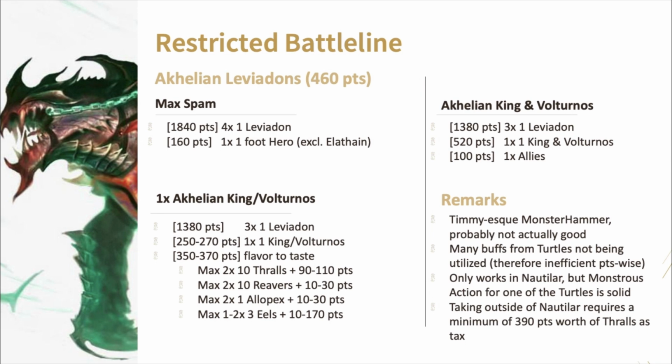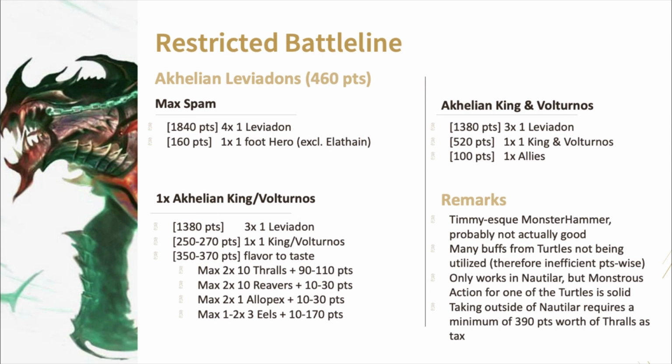Why did I write it like that? Oh, it depends on whether you take the king or Volturnos. That's what it is, because a unit of eels is 100. 2 units of eels is 360 points. So the only way you can do that is if you take the Achillean King. That's why we did it like that. And then it leaves you either 10 points left over or 170, which clearly gives you enough to buy something like another Alopex or something.